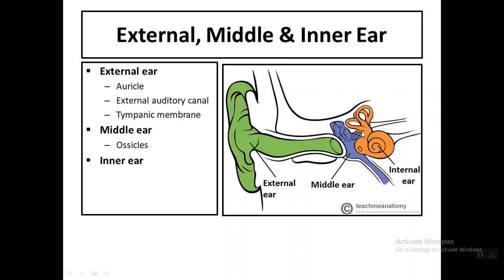The last part is the inner ear. The inner ear consists of the cochlea, the vestibule, and the semicircular canals, the three semicircular canals. So these are the parts of the ear. We have the external ear, middle ear, and the inner ear.